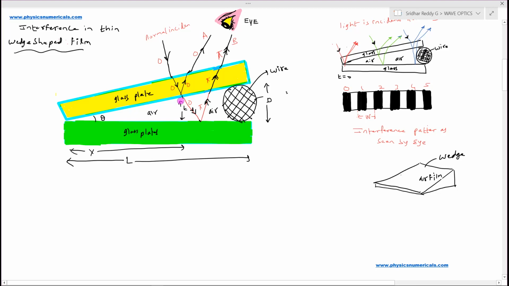Then, as it is reflected by a rarer medium, a part of the ray will be reflected and a part will be transmitted. We are not bothered about this reflected one. The transmitted ray will not have any phase change, so the same phase, zero, the ray will acquire.